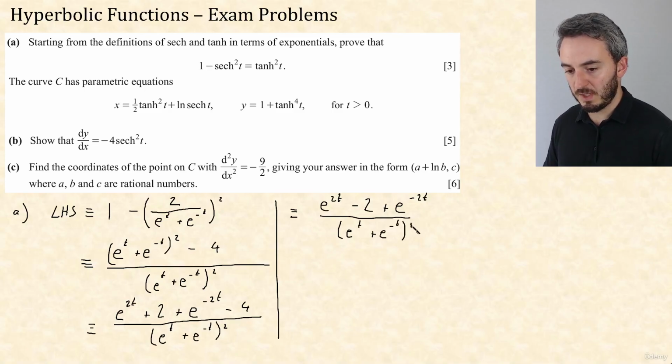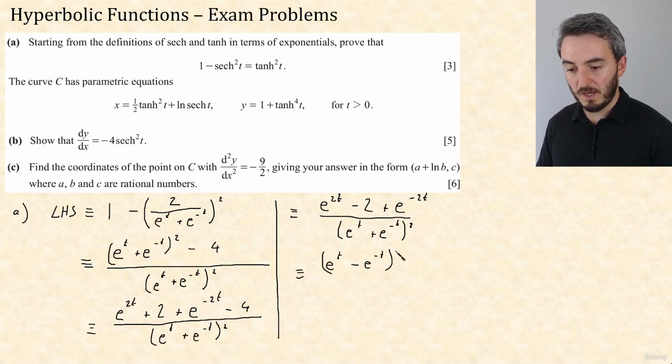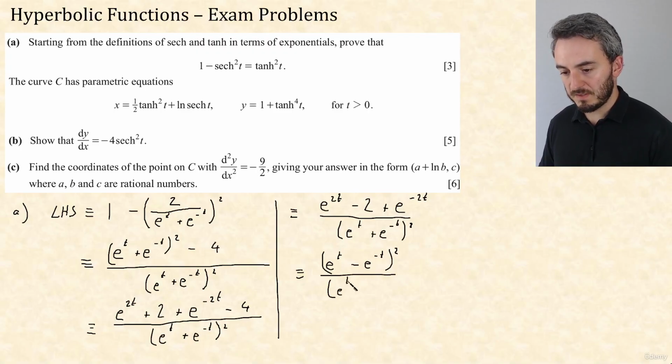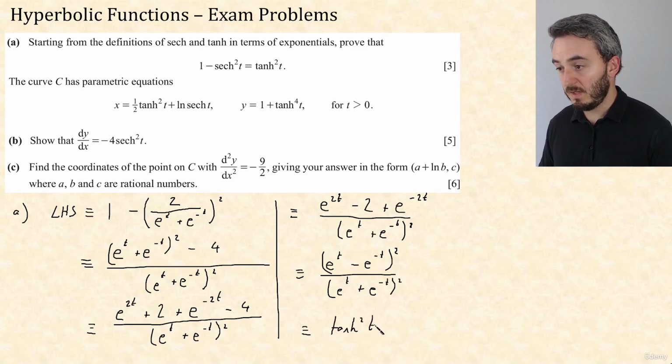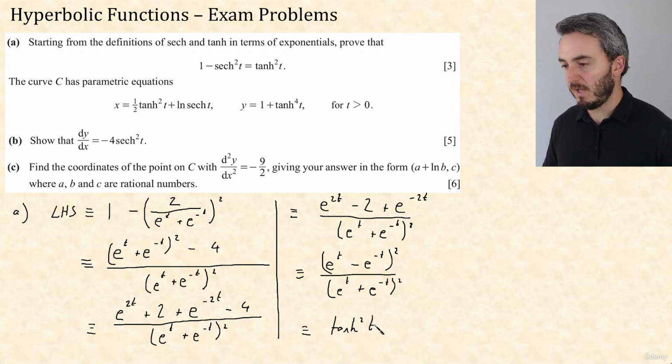That top factorizes as e to the t minus e to the minus t, all squared. It's useful to just recognize that as being that term expanded. And all of this, by definition, is just tanh squared t, because if you remove the squares, that's tanh t, so squared, that is tanh squared t. And we're done. Okay, on to question B.